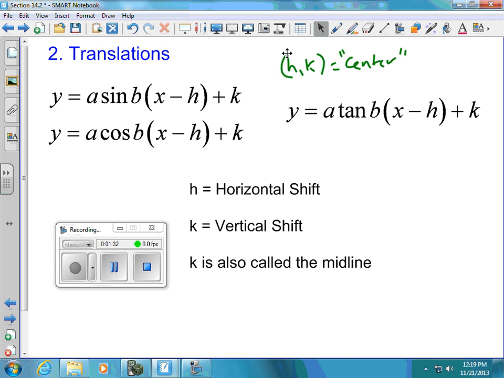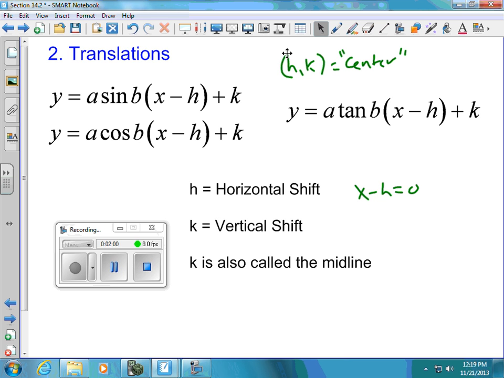H is your horizontal shift. Remember, it's the opposite of x minus h, right? So x minus h is equal to 0. It's the 0, if you will. X minus h equals 0. What makes that equal 0? That's why it's the opposite. So that's our horizontal shift. So if you see x minus a number, that's a shift right. X plus a number, that's a shift left.